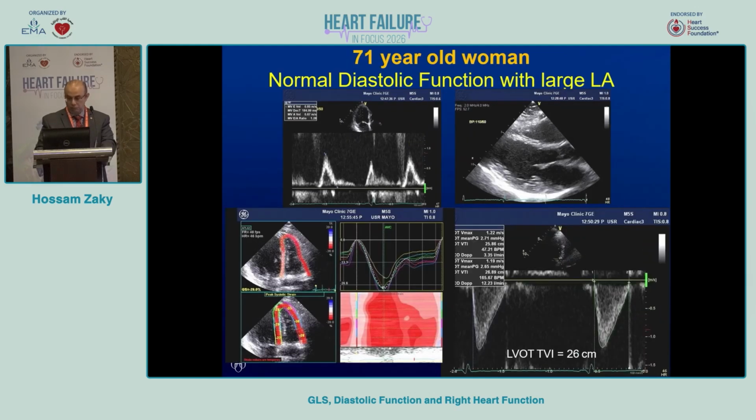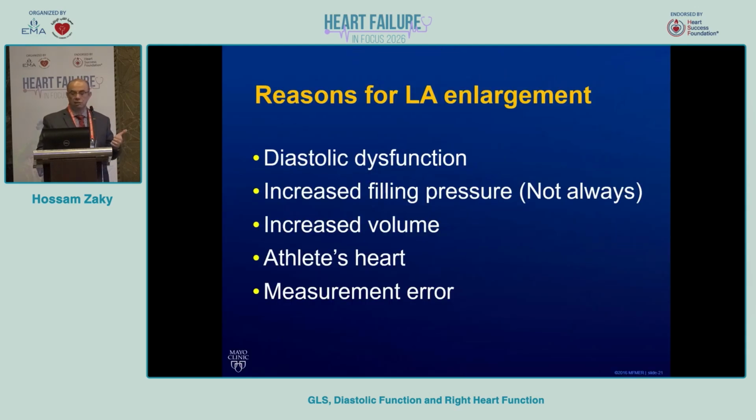Well, no. The other parameters are normal, and only one parameter is enlarged. So we don't take one parameter and say, oh, the left atrium is enlarged, this is diastolic dysfunction. Because this is not the only reason for a left atrium to get enlarged. It could enlarge due to diastolic dysfunction, increased filling pressures, volume overload, athlete's heart, measurement error, and add one more, atrial fibrillation by itself can enlarge the atrium. So just an enlarged atrium does not tell that there is high filling pressure.